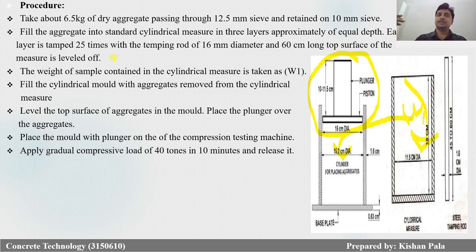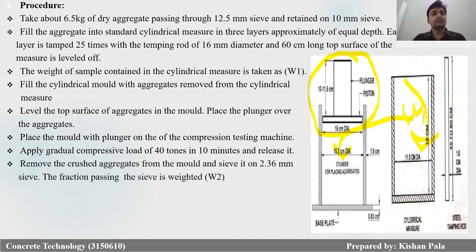Apply a gradual compressive load of 40 tons in 10 minutes and release it. You have to follow all the steps as per the Indian standard. Just apply up to 40 tons in 10 minutes and then release it. Remove the crushed aggregate. After the compression load, the aggregate gets crushed. Remove the crushed aggregate from the mold and sieve it through the 2.36 mm sieve. You have to weigh the fraction passing.